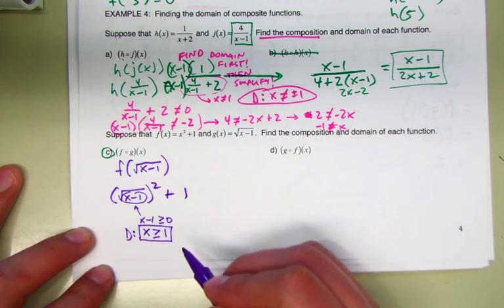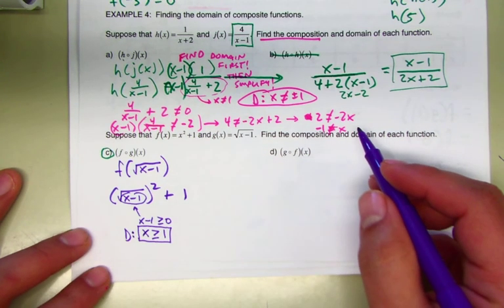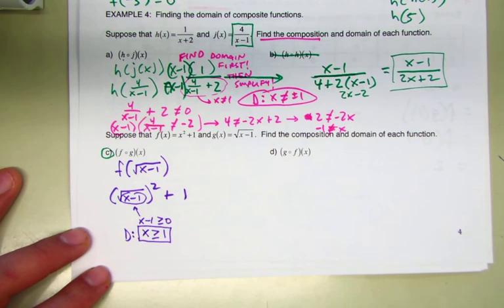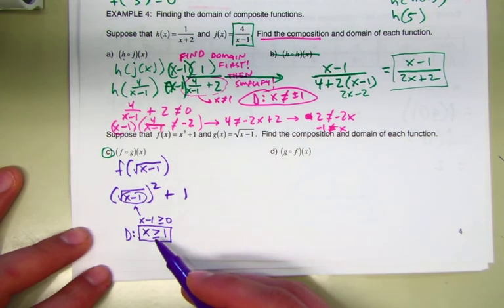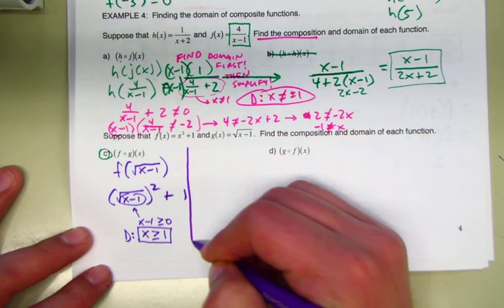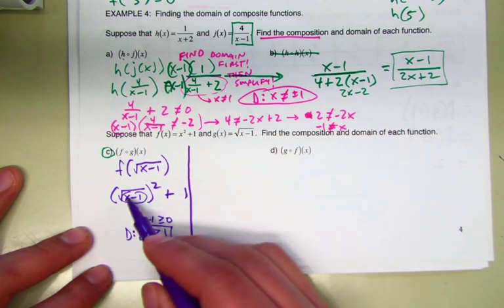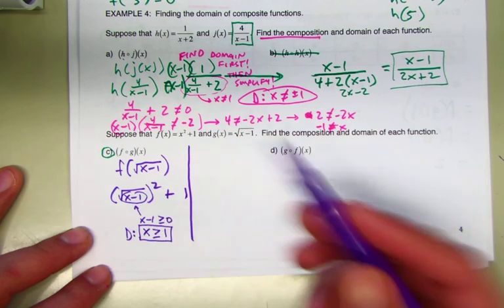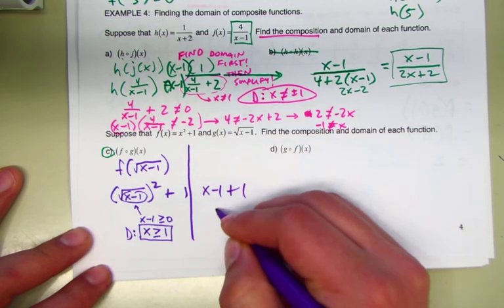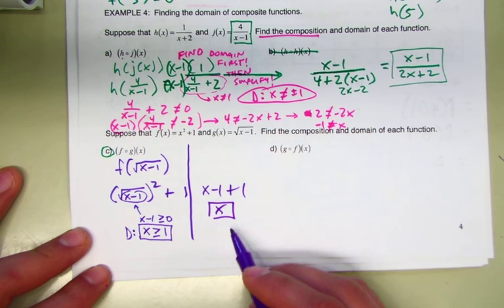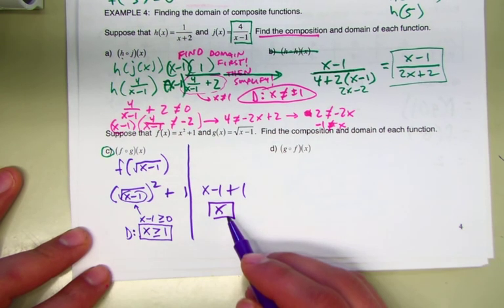I'm going to show you a picture here in a minute that will, for those of you that are visual people, hopefully paint a picture as to why we need to do the domain when we do it. Now, can we clean this up? Of course. Jordy, you were saying just take the radical out, so we get x minus 1 plus 1, which is x. So this is my answer when we simplify it.